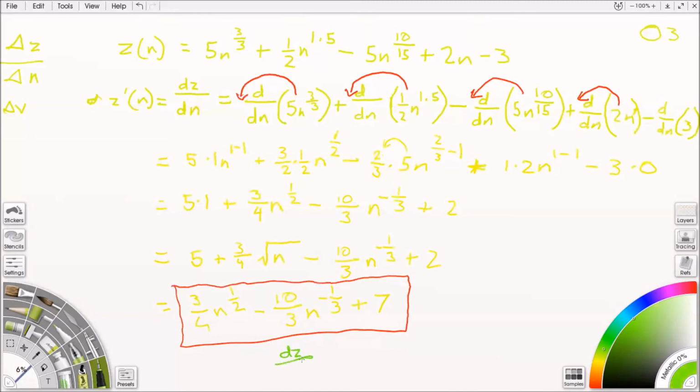I'll just write the final, what have I done here? 3/4. I just converted it back. Good thing I wrote that again. The square root.